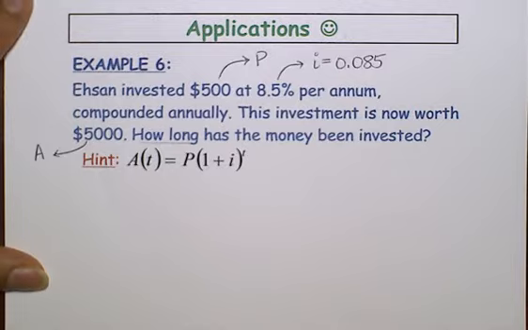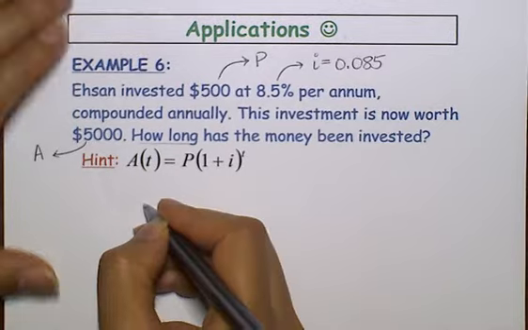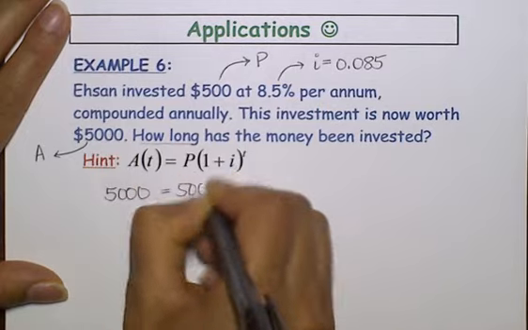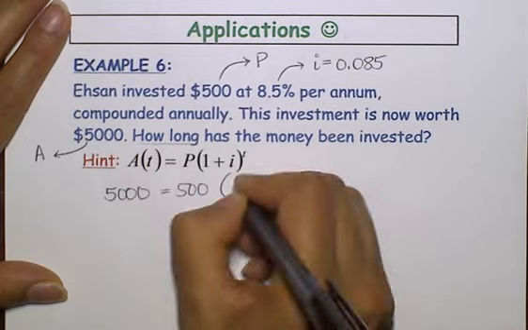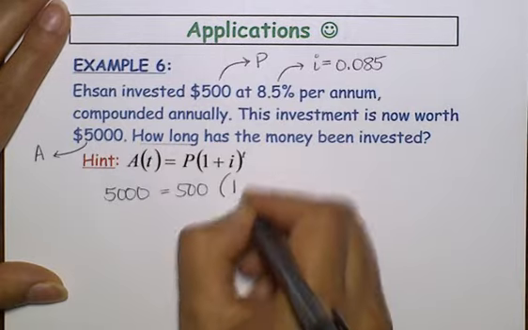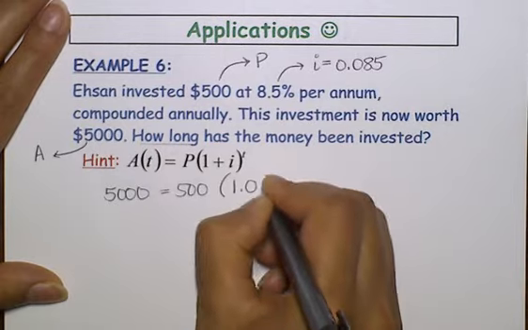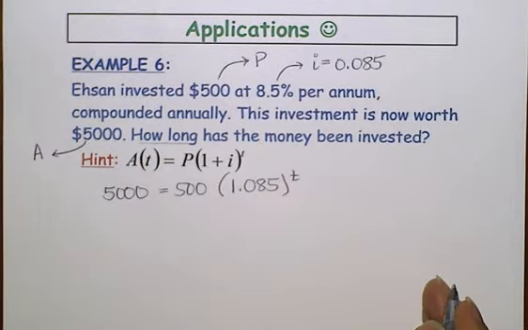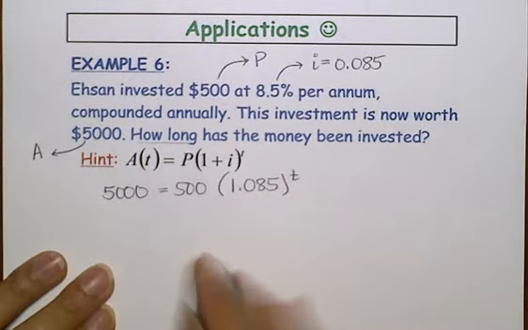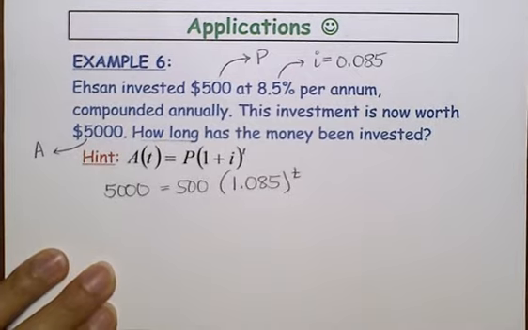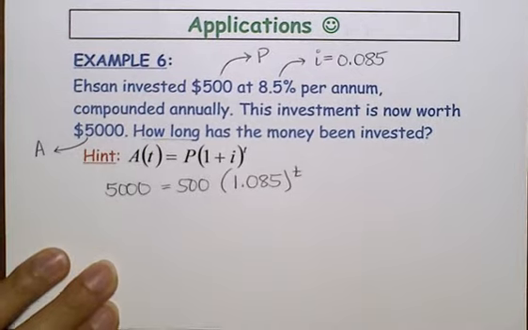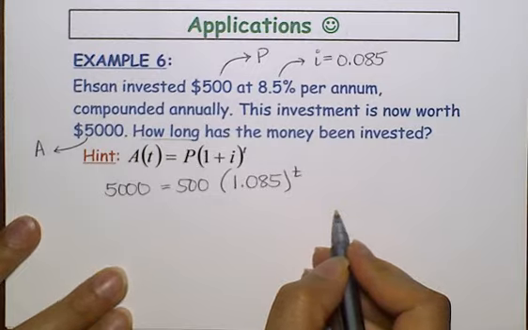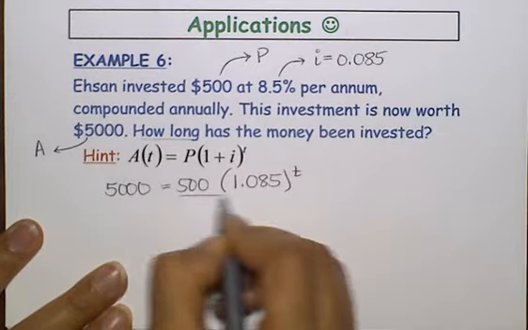Now let's plug in all the values and see what we can do from there. So we have 5,000 equals 500 multiplied by 1 plus 0.085, which is 1.085. And that's raised to the exponent T. Okay, now this question is very similar to one of the questions that we did earlier in example 4. And so it's very easy to solve for the exponent of T in this case. I'm going to start by dividing both sides by 500.